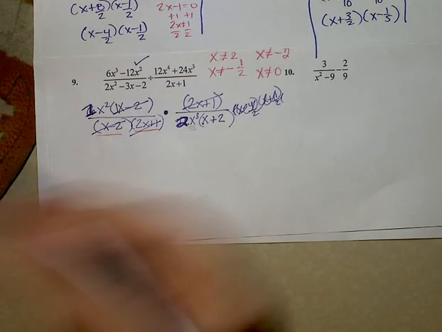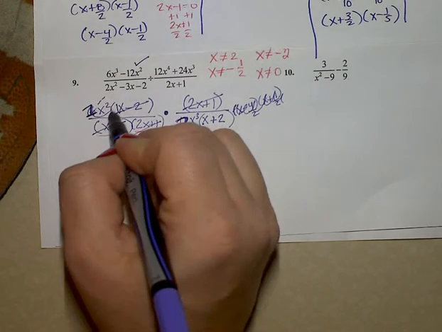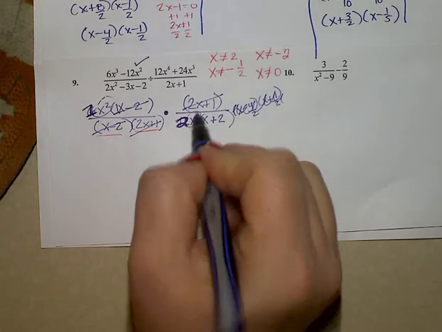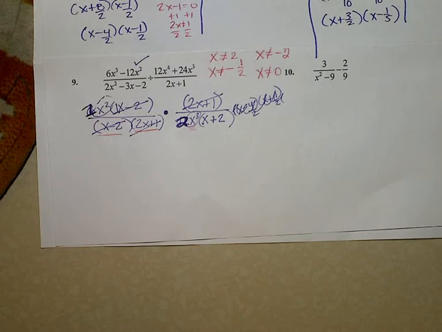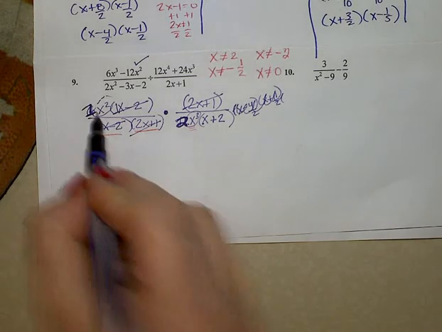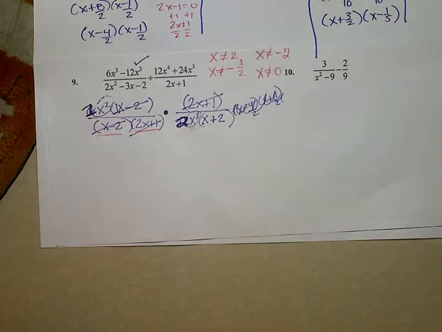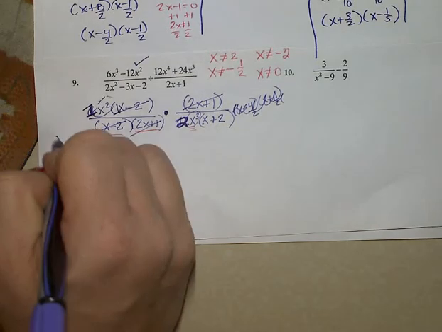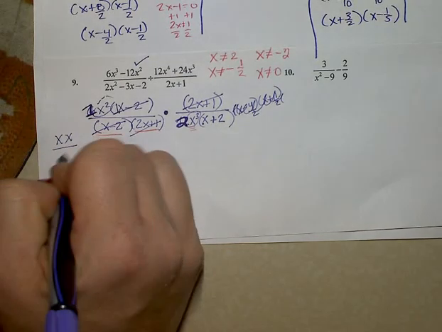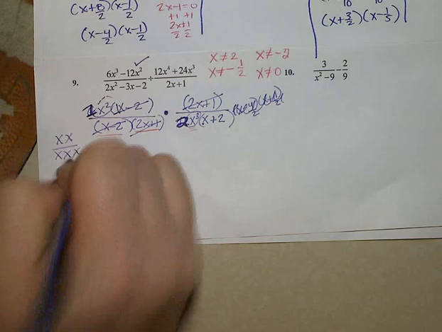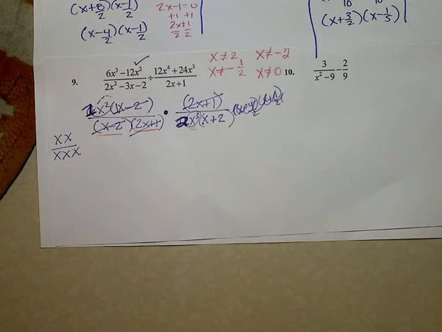Now, you learned freshman year, and you may have forgotten, how do we reduce when we have variables that are the same on top and bottom. So I see an x squared on top and an x cubed on the bottom. So I'm going to show you just like this. X squared is on top, and x cubed is on the bottom. So I can cancel 1 for 1.